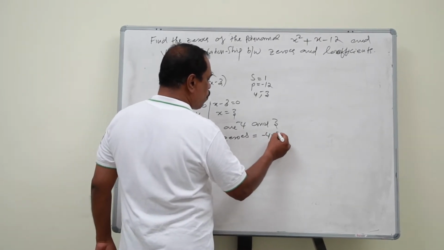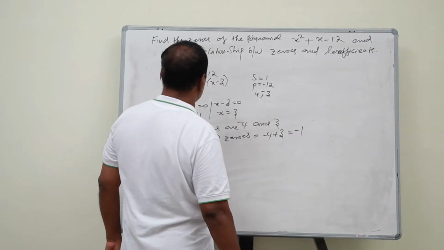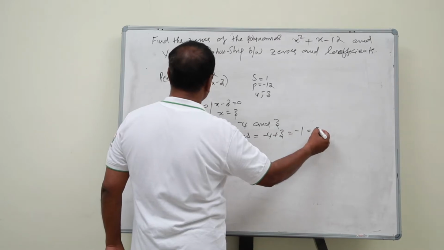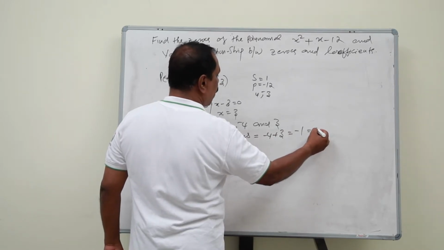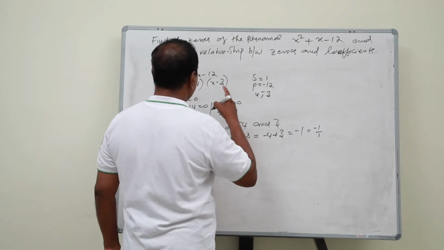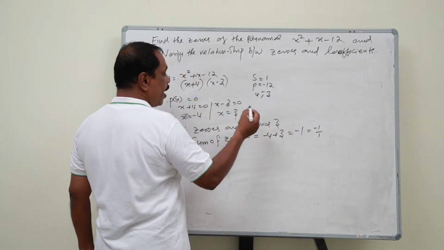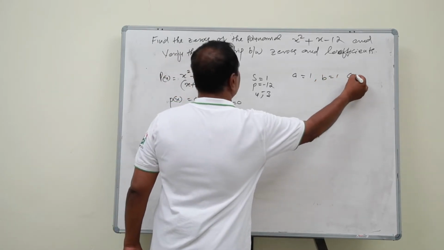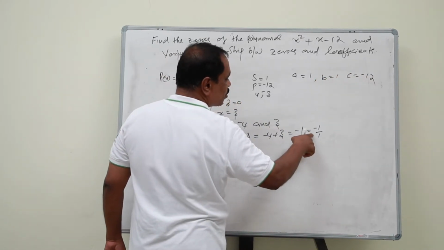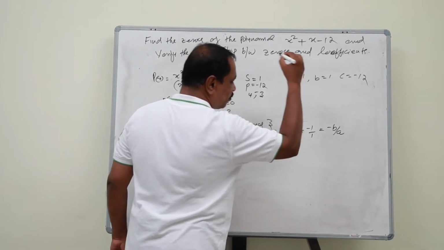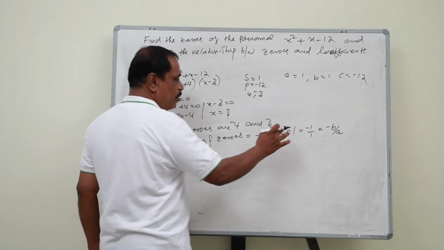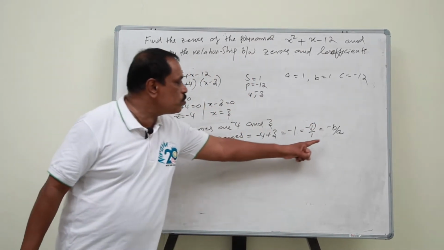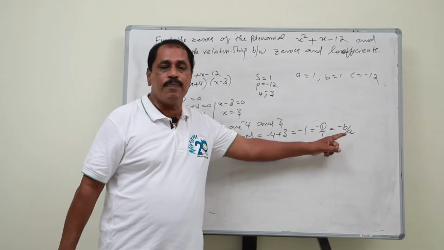Minus 4 plus 3 equal to minus 1. Correct? Equal to minus 1 by 1. What is it? A you know. A equal to 1, b equal to 1, and c equal to minus 12. Correct? This is minus b by a. So the sum of the zeros we have proved as minus b by a.